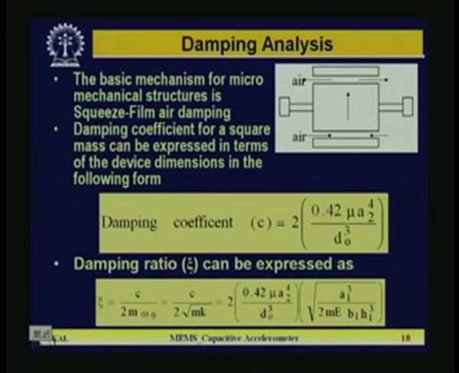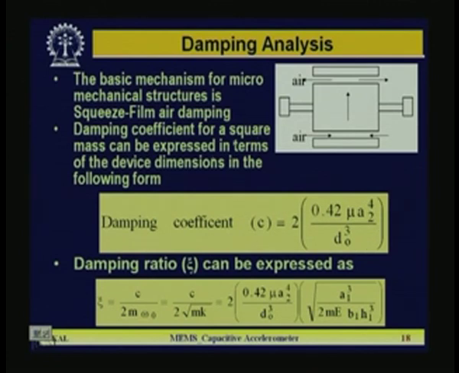it will continue. So, now the damping coefficient C has been calculated as 2 into 0.42 mu A2 square divided by d naught cube, and xi, which is the damping ratio, is C, the damping coefficient, divided by twice m. M is the mass of the proof mass, omega naught is the natural frequency of the structure, which is again expressed as C by twice under root mk, and is given by this relation, where mu is the viscosity of the damper here, which is the air, and all other parameters A1, H1, B1, M, E are known.